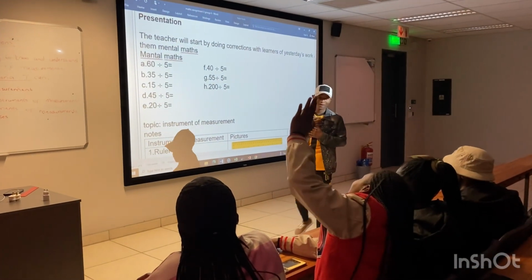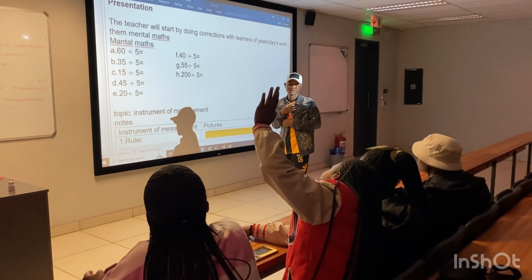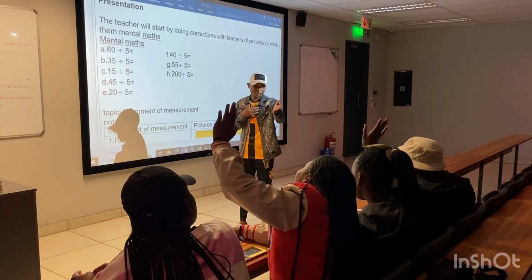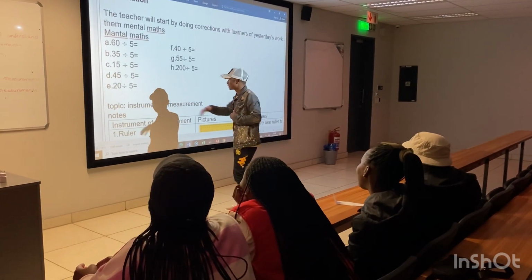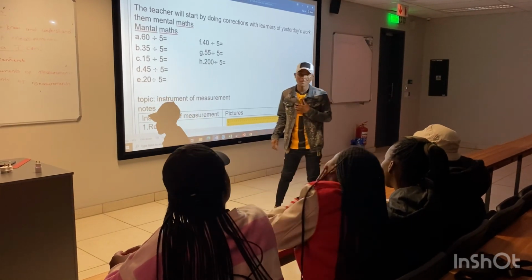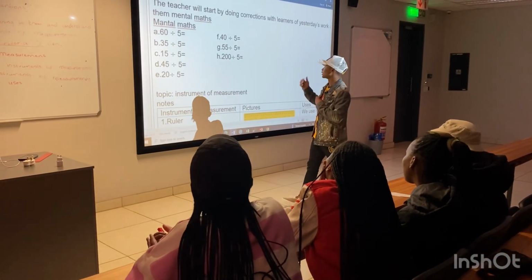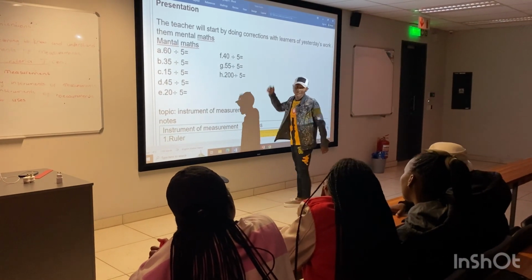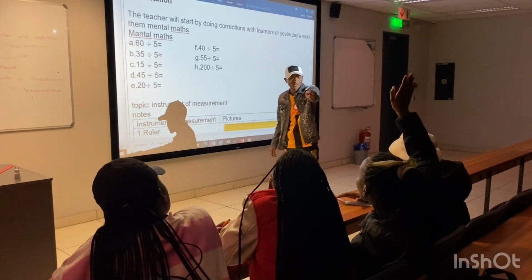Then number D says 45 divided by 5, how much? Yes, 9. And number E says 20 divided by 5. It's 4, right? And number F says 40 divided by 5. So how much? Yes, 2.